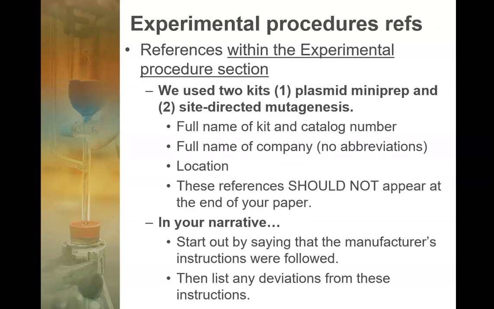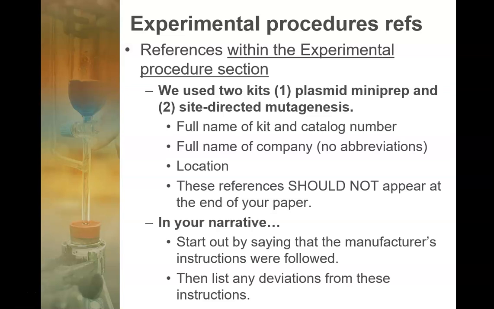So we're putting references in, and we have references within the experimental procedure section in terms of when we use a kit. So you need the name of the kit and the catalog number, the name of the company, and the location. Those references should not appear at the end of your paper.